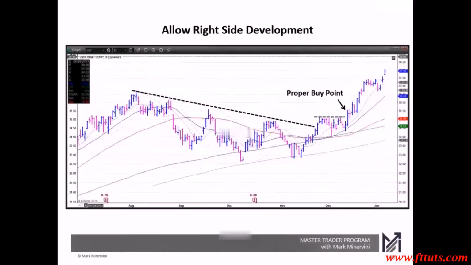So you always want to allow right side development. I'm never buying a stock unless the right side is developed and I'm getting that pivot point. I'm going through those contractions. I have that volatility contraction. And then that's the earliest that I'm going to buy it, is when you get that change in trend, and then the pullback, and then breaking above the pullback high. That's when the stock is now in a new uptrend on the intermediate term level and on a short term basis already in a stage 2 uptrend.